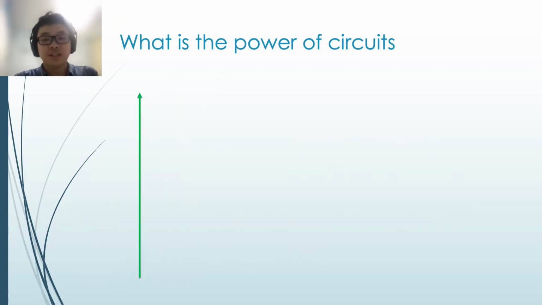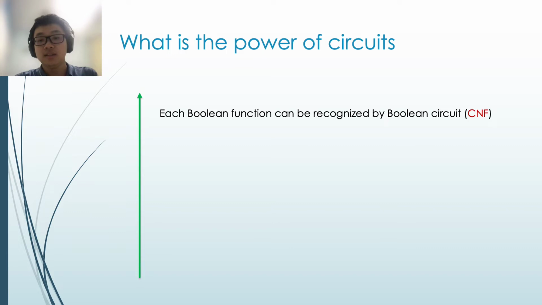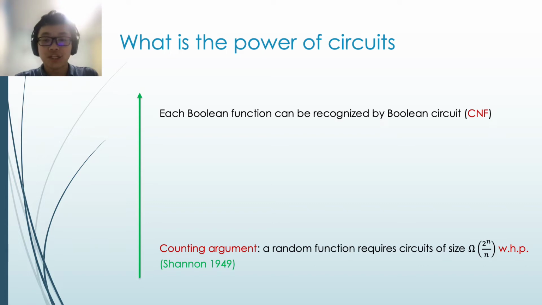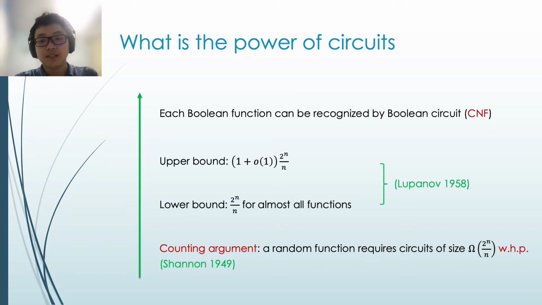The main question we are interested in is: what is the power of circuits? Textbook results tell us that each Boolean function can be recognized by a CNF, and a counting argument by Shannon shows that a random function requires circuits of size Omega(2^n / n) with high probability. Improving on these results, Lupanov showed by a more sophisticated analysis that the upper and lower bounds can be made rather tight. The upper bound is as low as (1 + o(1)) times 2^n / n for every Boolean function. And almost all functions need a circuit of size at least 2^n / n. This is a very tight upper and lower bound.